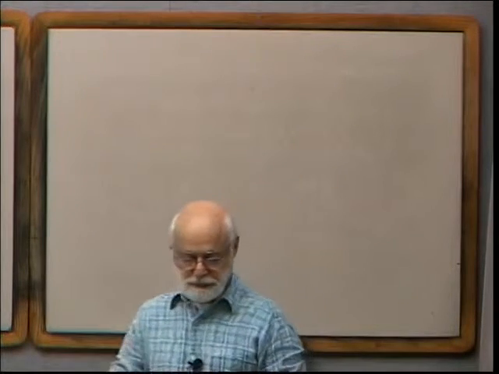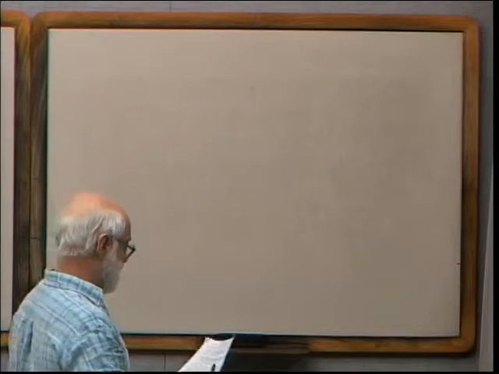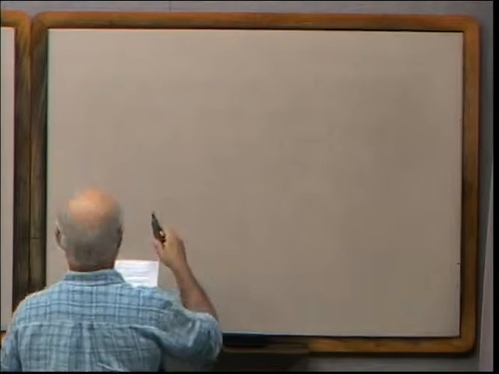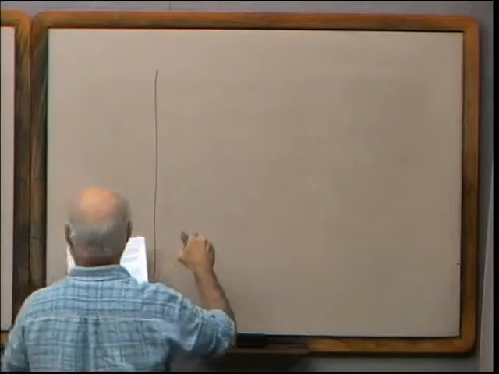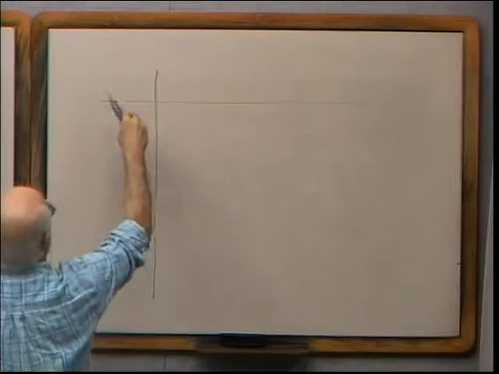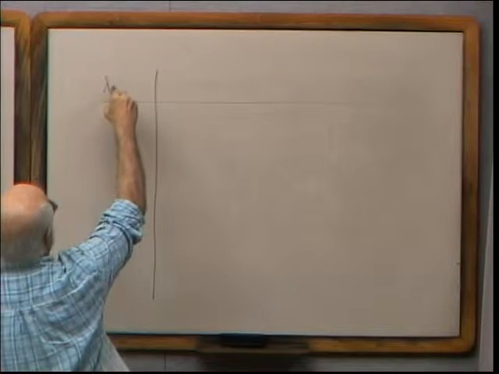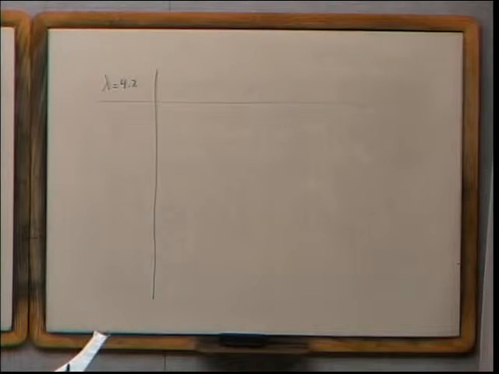Okay, so it says fill in the table. So let's see what the table says. Looks like this. There's going to be two cases. There's going to be lambda is equal to 4.2 arrivals per unit time. Now, actually, it was given, I think, originally as the units, I think, were seconds. So it was 4.2 arrivals per second.